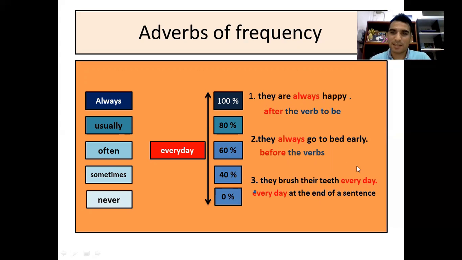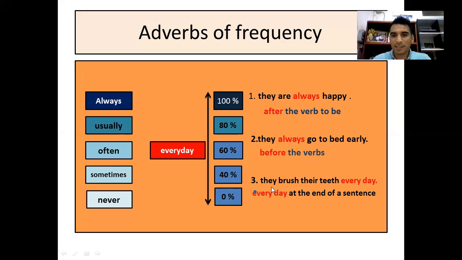Here has again some example. They are always happy, after the verb to be. They are adverb, come after verb to be. Number two, they always go to bed early, before verb. Here, see, go is verb, and adverb come before verb.